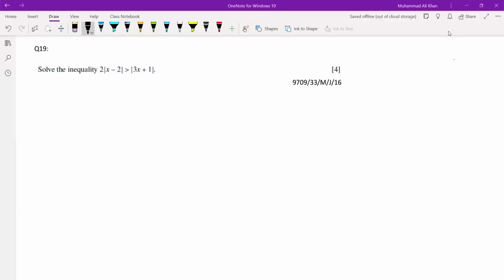Now, question number 19. It's a question of modulus functions. We have to calculate the value of x. How to calculate the value of x? Squaring both the sides. Left hand side का जब square होगा तो 2 squared is 4, in the bracket x minus 2 squared greater than 3x plus 1 squared.